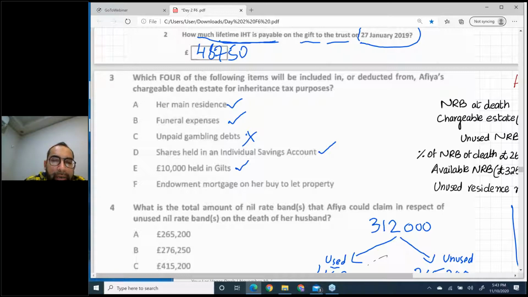Endowment mortgage, never. An endowment mortgage is never deducted from the estate, because we are no more responsible for paying this endowment mortgage. The insurance company pays this. Okay, so this was the easy part.